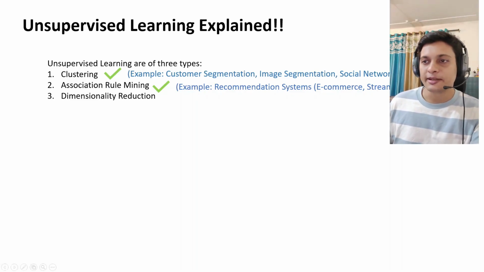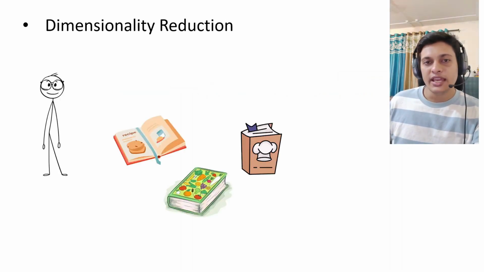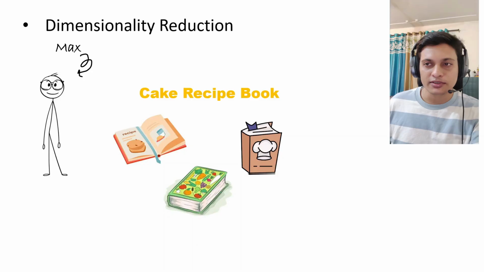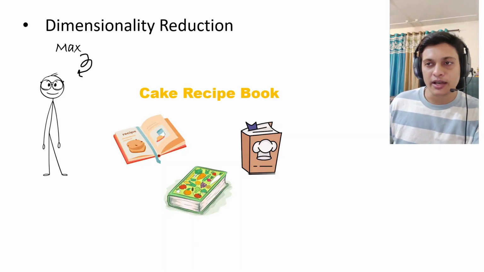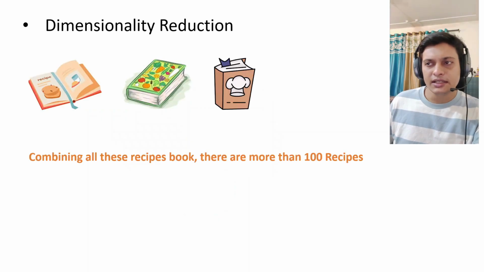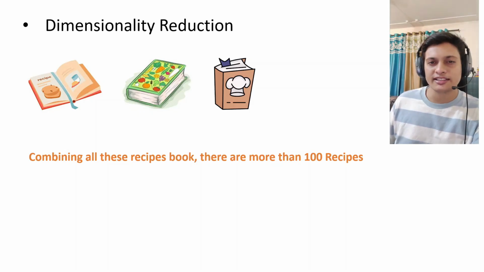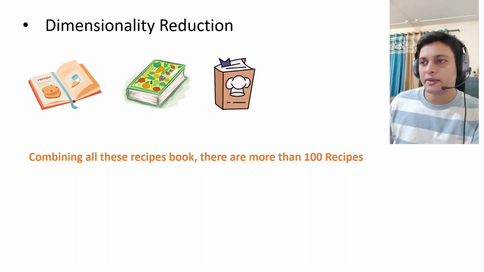Now let's come to the third point, dimensionality reduction. Here we have our Max, and what other thing we can see on the screen, these are the cake recipe books. We just provided these cake recipe books to our Max, and we didn't say anything. We just gave these books to Max. Combining all these recipe books, there are more than 100 recipes. Every book contains 100 recipes about cake.